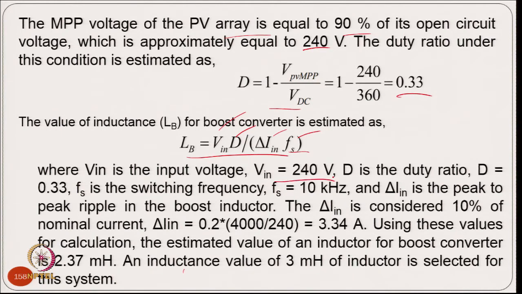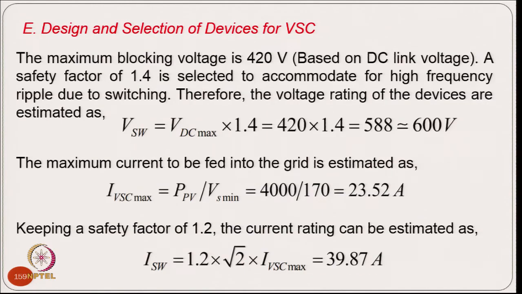So, considering the voltage corresponding to MPPT 240 volt and duty ratio of 0.33, switching frequency of 10 kilohertz, and the peak ripple current in the boost inductor is calculated by considering 10% of the current of this PV array, that comes 3.34, and now putting the value in the relation, it comes 2.37 millihenry, and we select 3 millihenry for this boost inductor value.